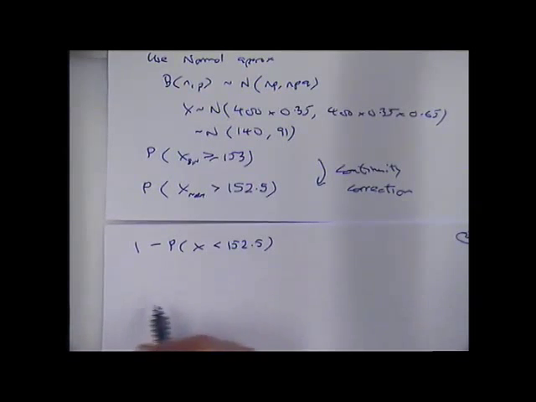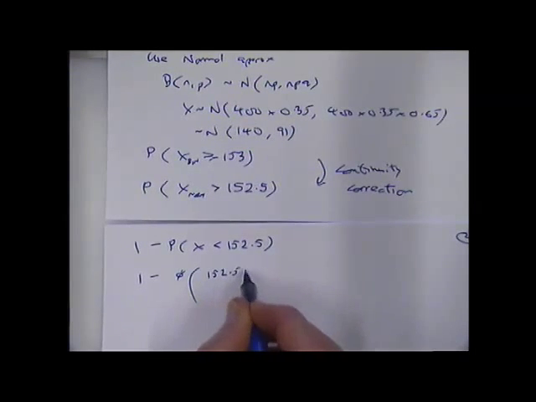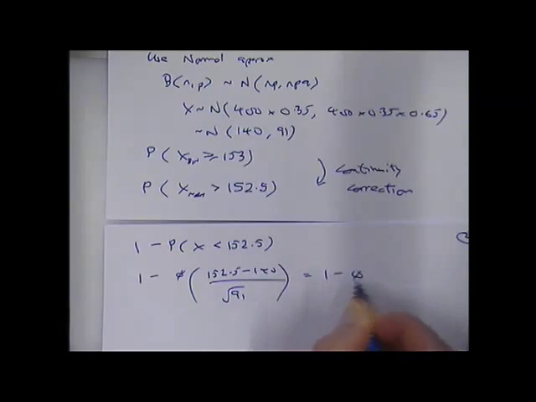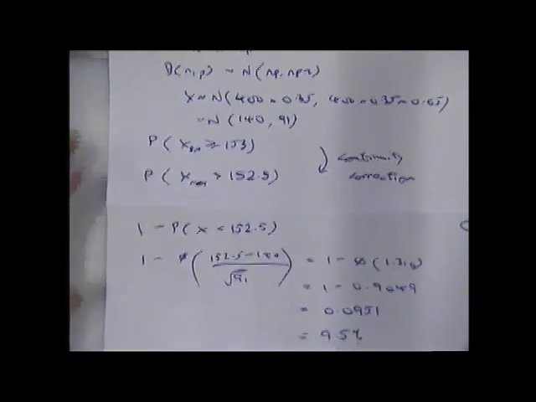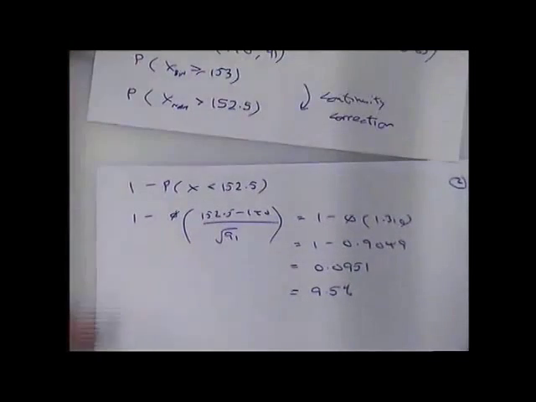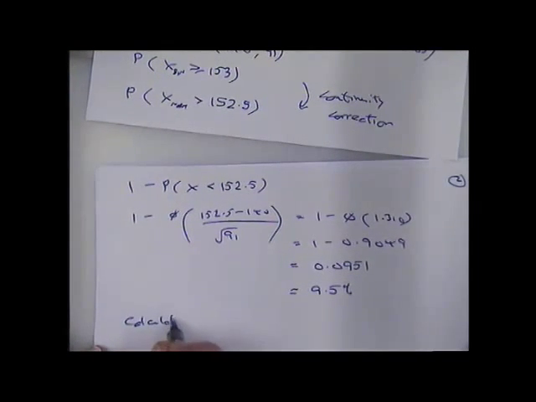Right, we've got 4 or 5 minutes left, so if I tell you now, that works out to be, here's the phi calculation, 152.5 minus 140 over root 91. That comes out to be 1 minus phi of 1.310, if any of you have done it. 1 minus 0.9049 comes out to be 0.0951, which is about 9.5%. I don't know what you got if you did it on the binomial from your calculator. What did that give you if you did it on a calculator? Anybody managed to do that?